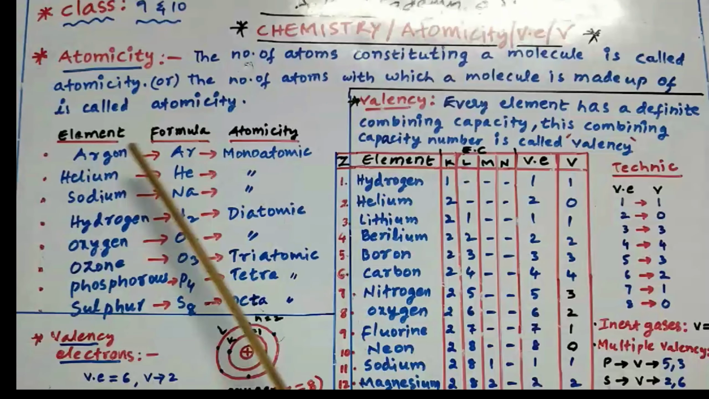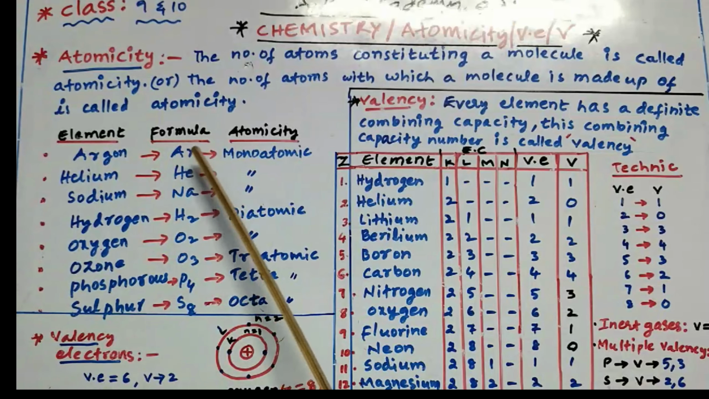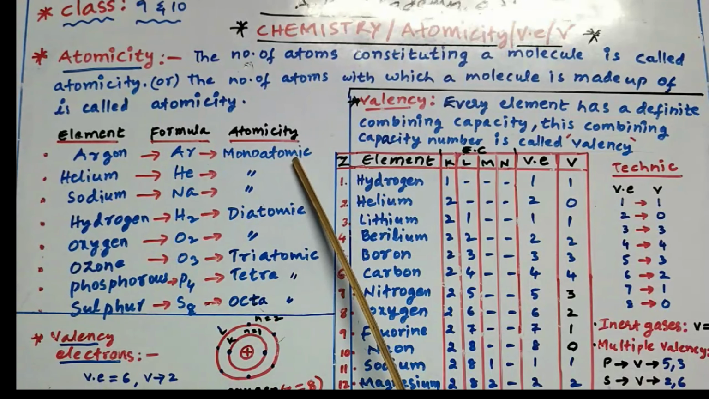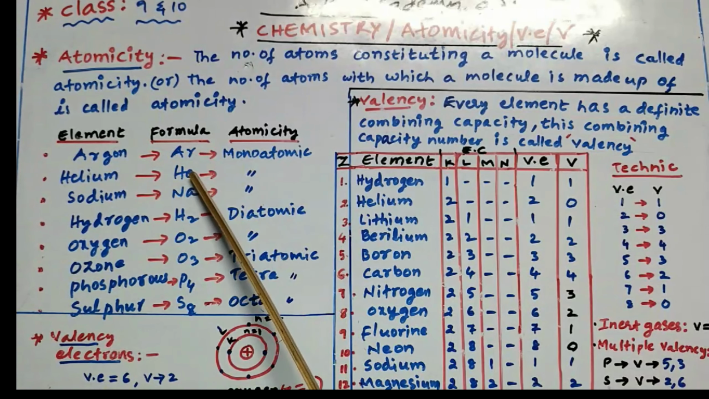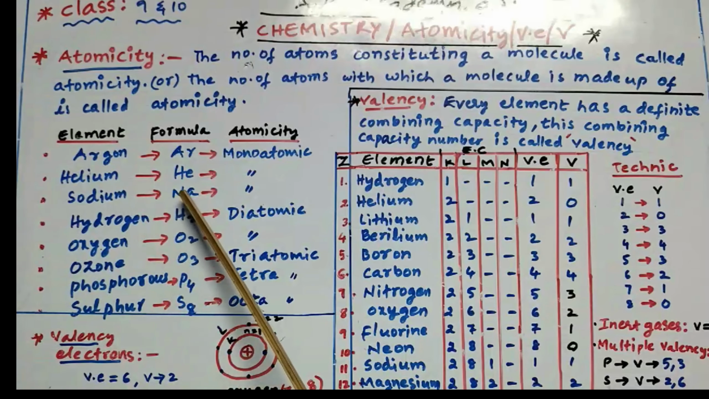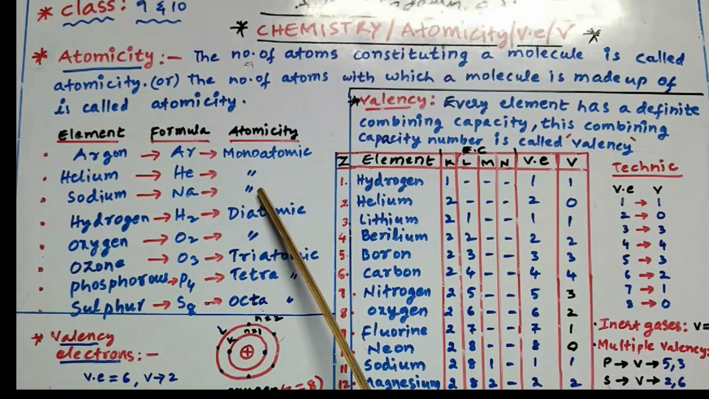For example, argon is made up of one atom only, so it is called a monoatomic molecule. Helium is also monoatomic, it is made up of one atom only. Sodium is made up of one atom only, so monoatomic.